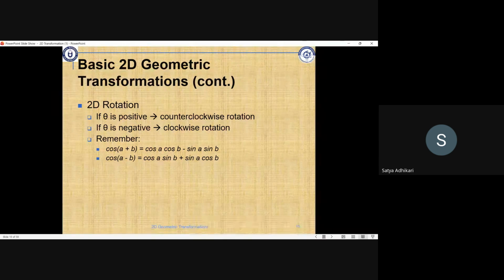So the rotation depends upon the angle theta. Remember that you know the formula: cos(A plus B) equals cos A dot cos B minus sin A into sin B. This is the formula of cos(A plus B) and cos(A minus B). In cos(A plus B) there is a negative sign, and sin(A plus B) is sin A into cos B plus cos A into sin B.